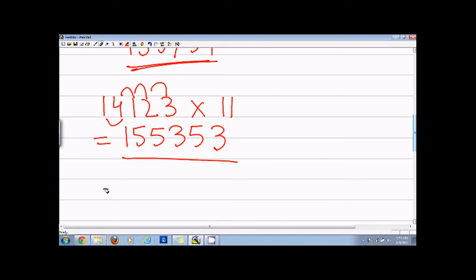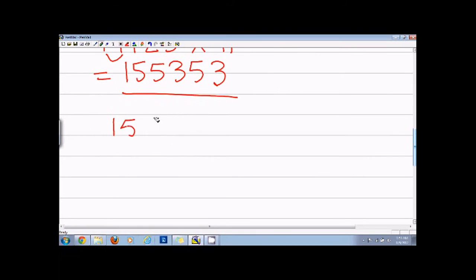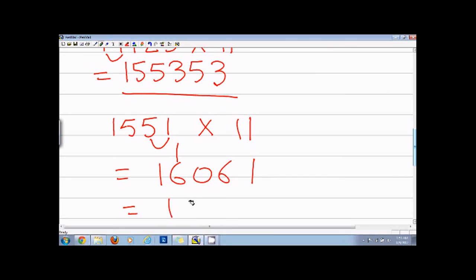For example, now I have 1, 5, 5, 1 and I want to multiply it by 11. In this case I'll have 1, and then 1 plus 5 is 6, and then 5 plus 5 is 10. So I write 1 here, carrying, and then 5 plus 1 is 6, and then 1. So the answer will be 17061. Am I correct or not? Let's try to do it again.